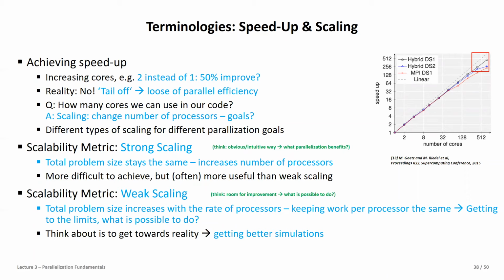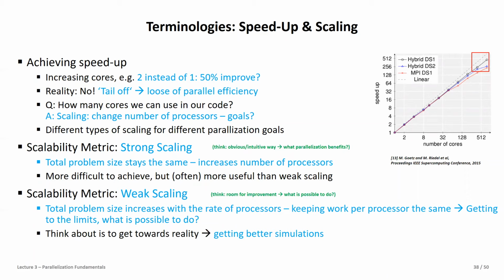And then basically we're getting quickly to the limit. So what is possible to do in the domain decomposition? Of course, we want to do this because it enables us to get maybe better simulations, right? We want to have increased granularity. We want to have increased detail when we chop these domains into different parts. And with this, we have a very good example of saying where are the limits of this weak scaling?